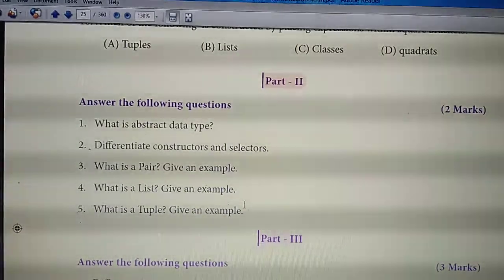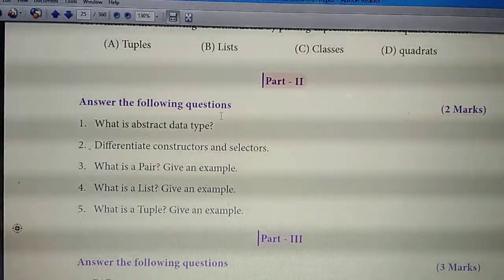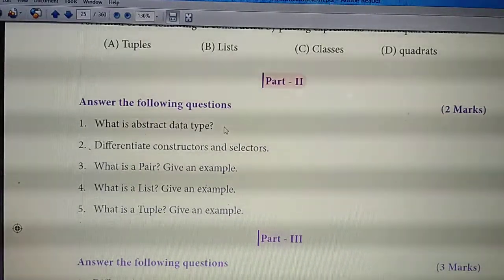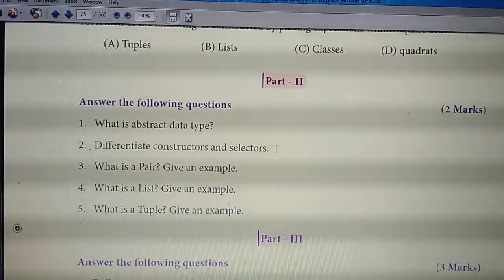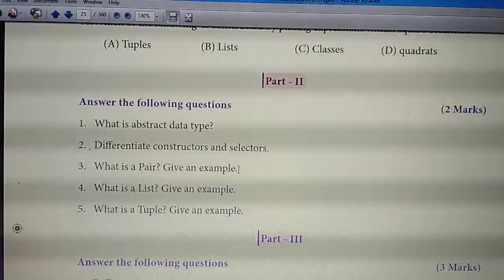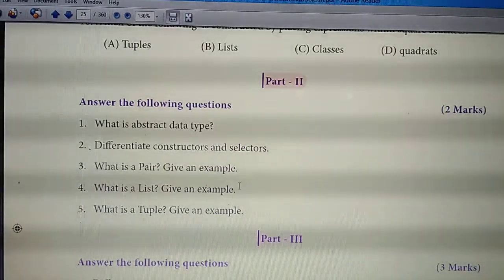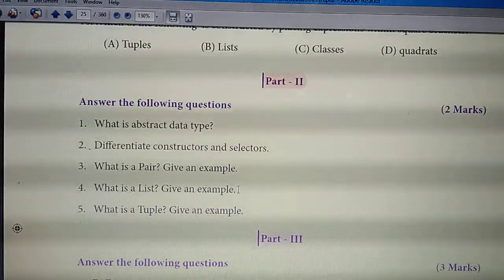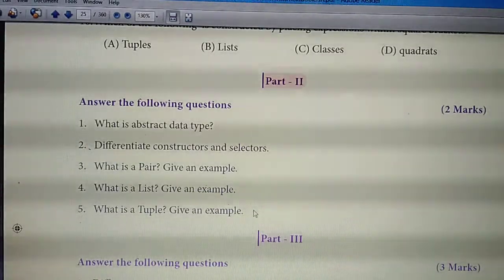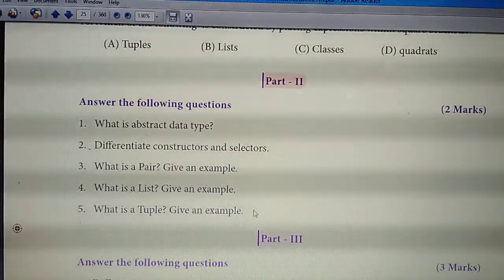Once again I am repeating. Listen carefully. First question, page number 11. Second question, page number 12. Third question, page number 15. Fourth question, page numbers 14 and 15. Fifth question, page number 15. Have you all written?